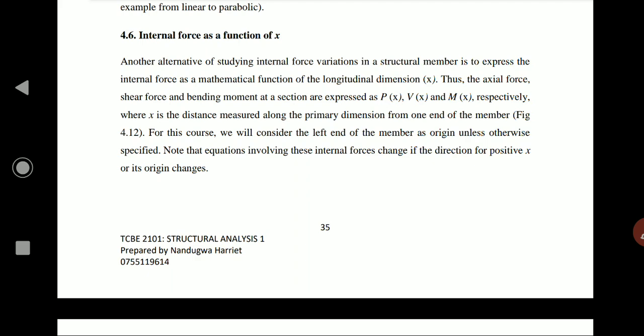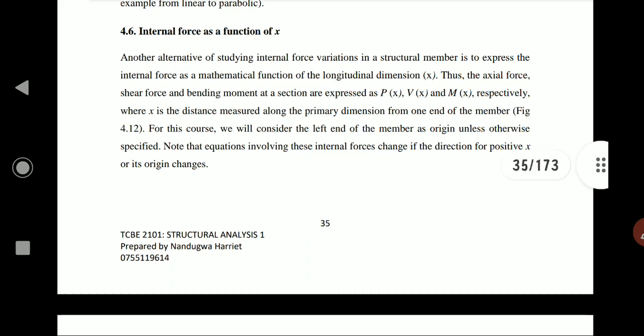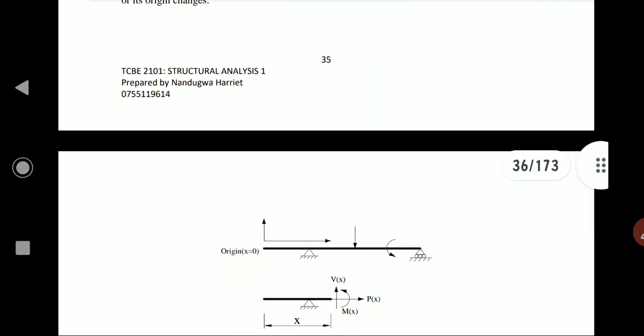respectively, where x is the distance measured along the primary dimension from one of the member ends, e.g., Figure 4.12. For the course, we will consider the left end of the member as the origin unless otherwise specified. Note that equations involving these internal forces change if the direction of the positive x or its origin changes.